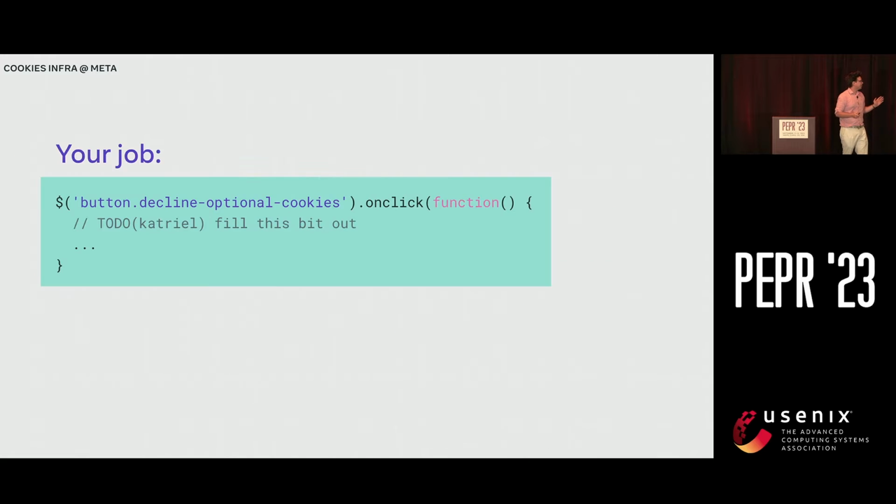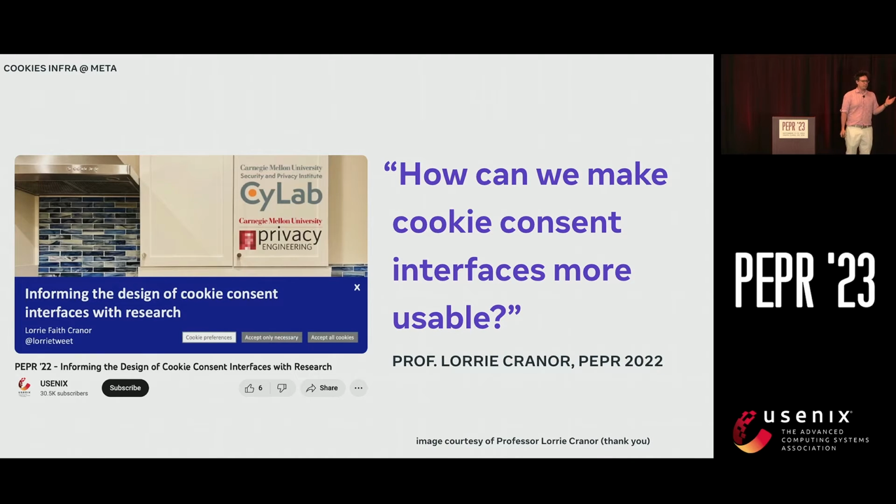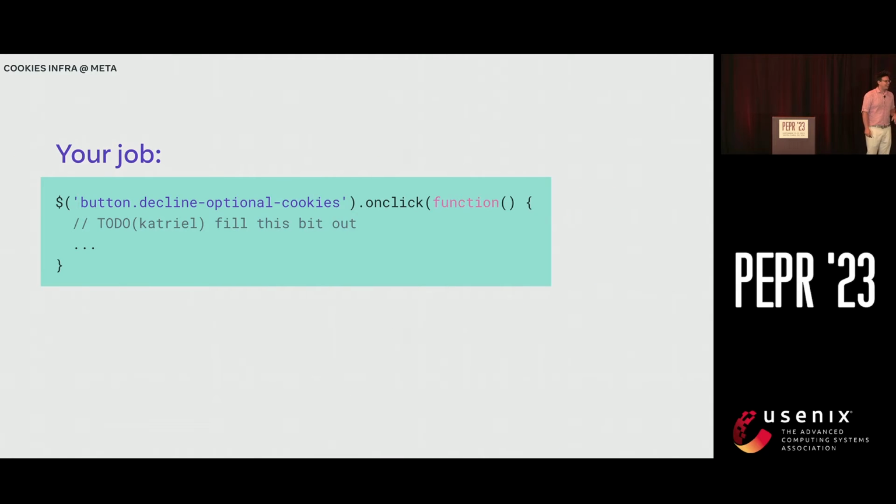I want to talk about something that's not this. So let's imagine you're me and you're working on a sort of infrastructure team at a big company. You've worked with a front-end team. Your front-end team has done user research. They've thought about dark patterns. They've built a cookie consent flow that's usable and understandable to users. It's perfect in every regard. And they hook up a JavaScript on-click handler to the decline all cookies button, and they say, hey, Katriel, could you fill that bit in, please?